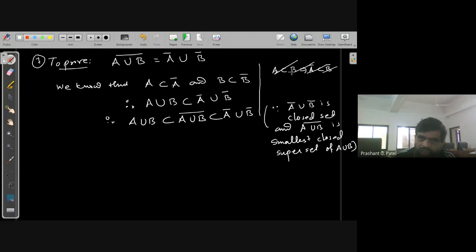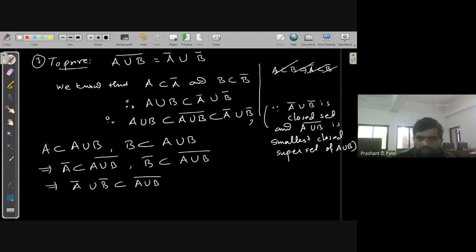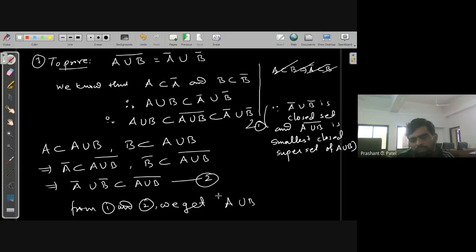Here we have used the result that A is a subset of B implies A closure is a subset of B closure. Why? Because A is a subset of A union B and B is always a subset of A union B. So this implies A closure is a subset of the closure of A union B and B closure is a subset of the closure of A union B. So A closure union B closure is a subset of the closure of A union B. If I call this statement 1 and this statement 2, then from 1 and 2 we get the closure of A union B is equal to A closure union B closure.